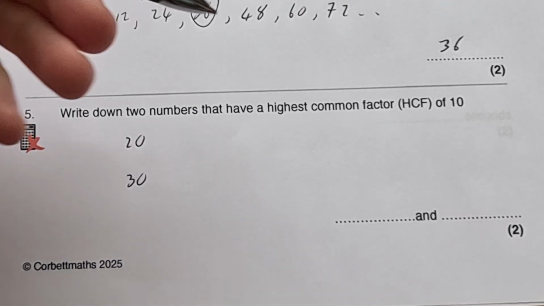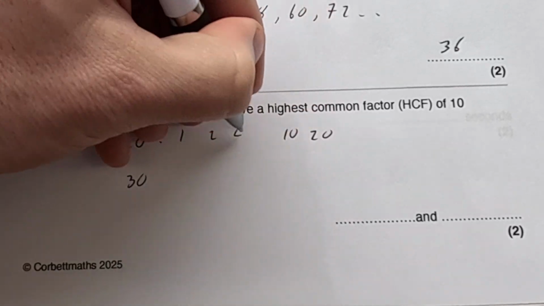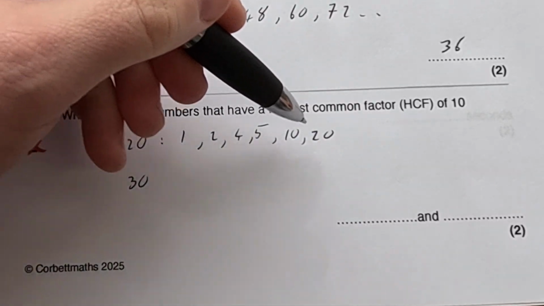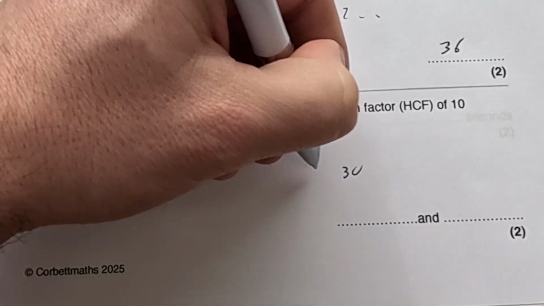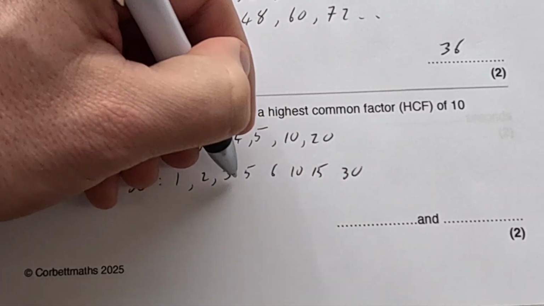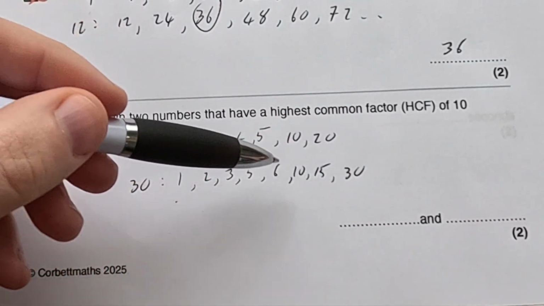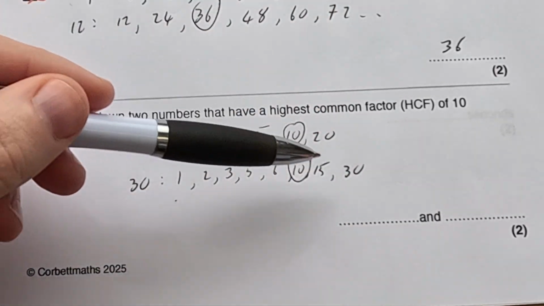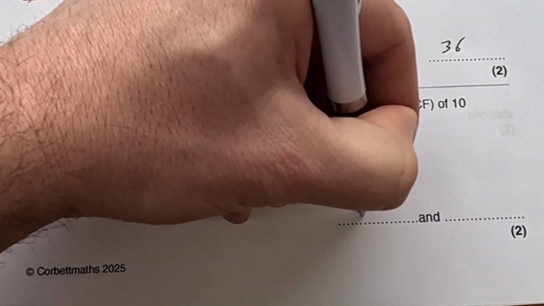In terms of the factors of 20, they would be 1 and 20, 2 and 10, and 4 and 5. So they're the factors of 20: 1, 2, 4, 5, 10, and 20. The factors of 30 would be 1 and 30, 2 and 15, 3 and 10, and 5 and 6. So they're the factors of 30. And let's just check them. And then in terms of those lists, as you can see here, 10 is the highest common factor. It's the biggest number that they're both divisible by. So two numbers that have got a highest common factor of 10 would be 20 and 30.